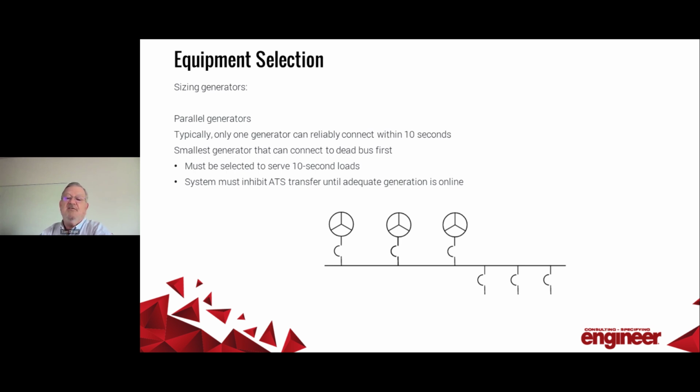For loads that connect later, the paralleling system might be equipped to send permissive signals to ATSs and let them transfer once capacity has come online, or the delays in transfer switches can be set long enough to be sure that under any condition, the generation that is required to support that portion of the load has come available.